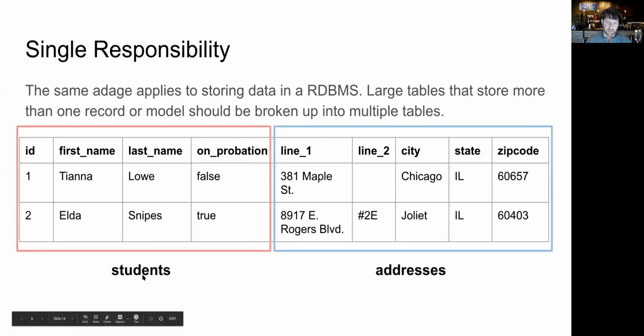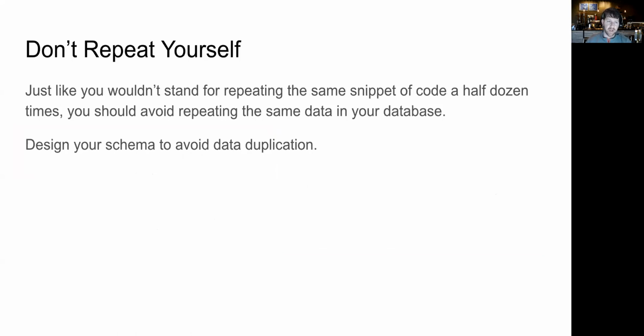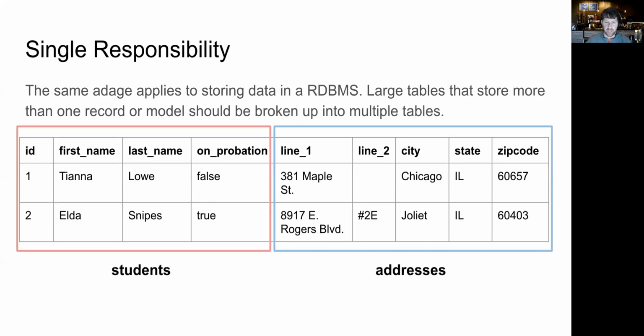So we have our students table and we have our addresses table. But now you get into the issue of, well, okay, if Tiana lives at 381 Maple Street in Chicago, how do we associate this address with this student? That's a very common issue, and this is where relational databases are useful. We'll get into how these two tables relate to one another.